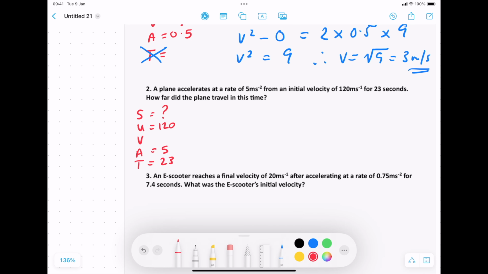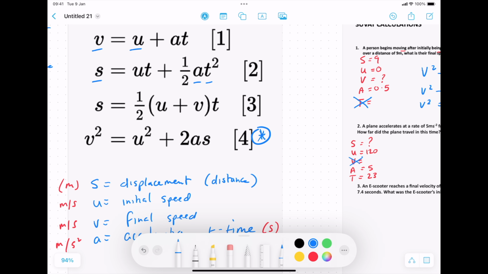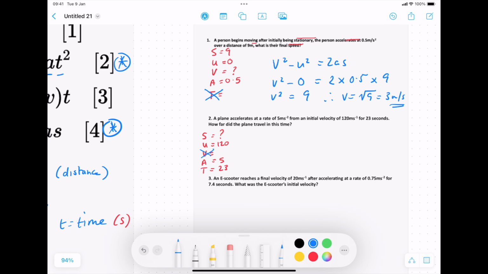And you will notice there is no mention of V. It doesn't ask for final velocity. So what can I do? I can cross that out. So I need something with S, A, and T. Let's take a look at the equations again. S, A, and T. So we can see that number 2 is the choice for this one. So let's put the numbers in.